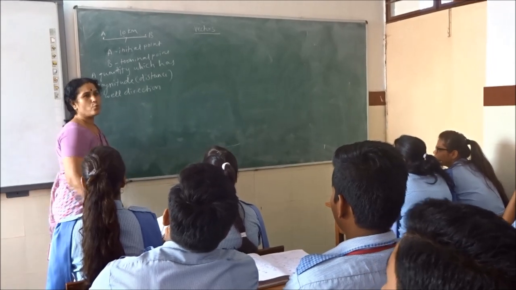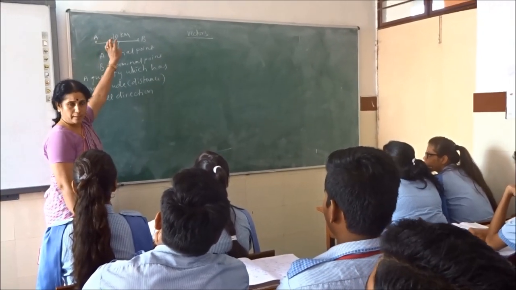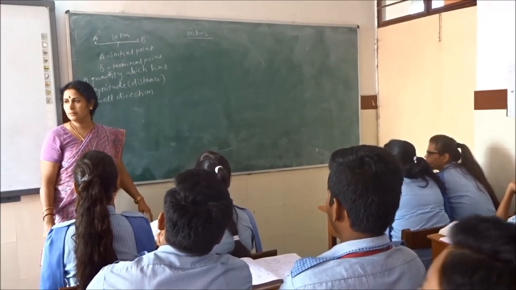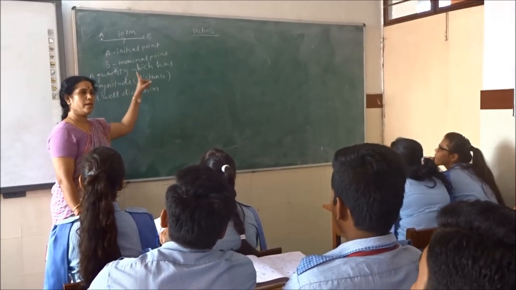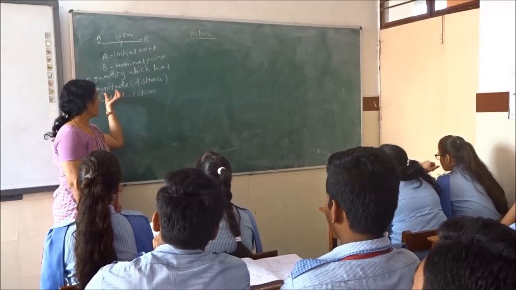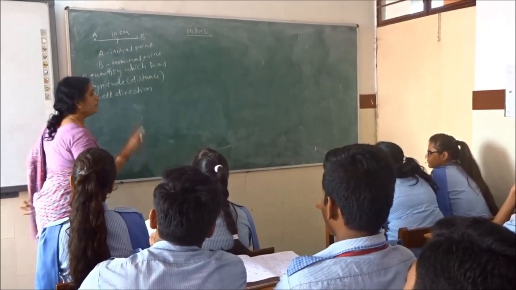Without a direction, there is no vector. Simply, that is a distance. If you say direction, then we say that is called a vector. So, what is the meaning of vector? A quantity that has magnitude as well as direction. What is magnitude? Distance.